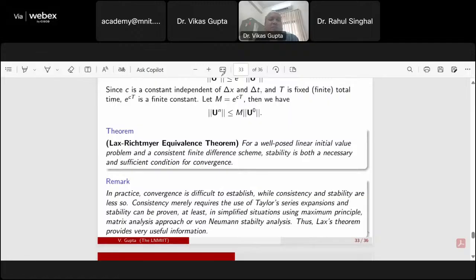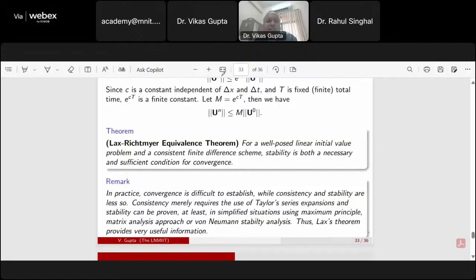Also note that the proof of this theorem is easy in one direction. Like in the example of the forward time central space scheme for the heat conduction problem, I established the convergence with the help of stability and consistency. In the same way, you can show that if your scheme is consistent and stable, then it will be convergent. But the other way is not easy to prove.